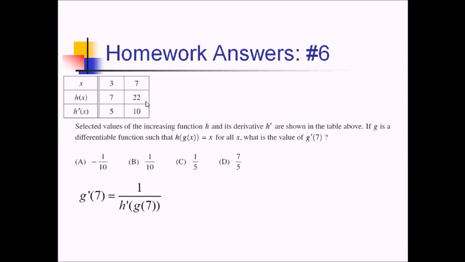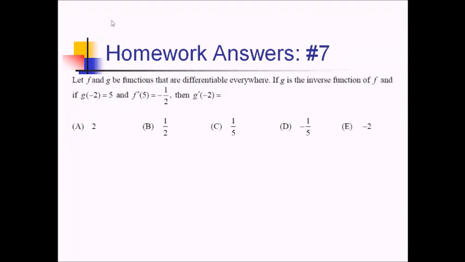So looking in my table here, when I get an output of 7 for the h function, it looks like I plugged in 3 to get 7. So that means that g of 7 is going to be this input of 3. So I've got 1 over h prime of 3. And now h prime of 3, well, they told us that too, that's going to be 5. So this comes out to 1/5.